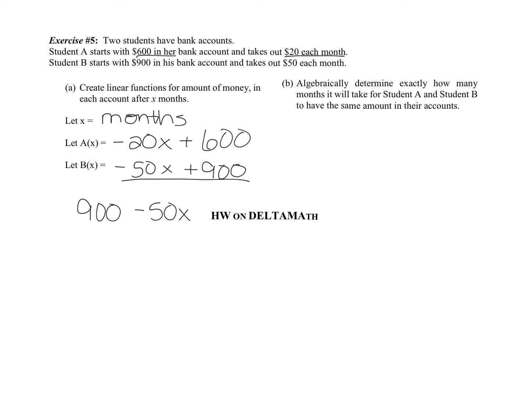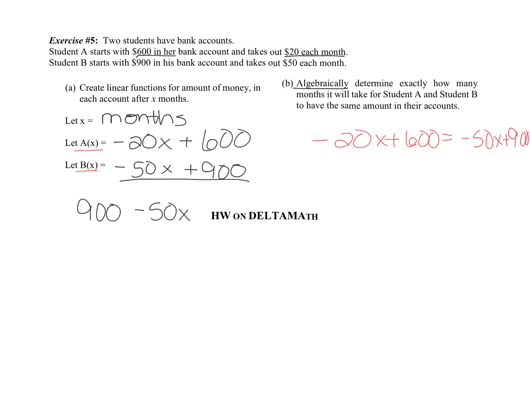Now the next question says algebraically determine exactly how many months it will take for student A and student B to have the same amount in their accounts. When I see this word algebraically, which will come up a bunch throughout the unit, I have to solve with algebra versus a graph, because I could graph both of these and see where they intersect. So I'm going to set them equal to each other. They're both like a y equals, to see when they will be equal. So there's a of x and there is b of x.